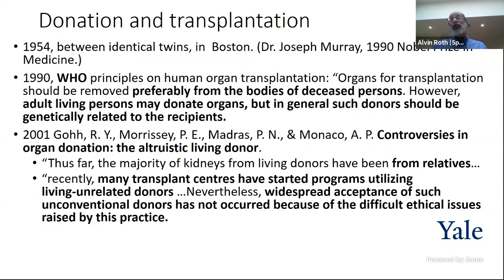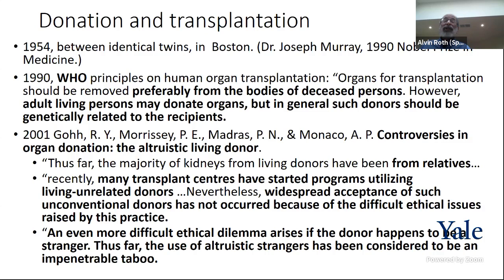Elsewhere, part of my work involves what I call repugnant transactions that some people would like to do and other people don't think they should be allowed to do. And this story of transplantation is full of repugnant transactions. It says an even more difficult ethical dilemma arises if the donor happens to be a stranger. Thus far, the use of altruistic strangers has been considered to be an impenetrable taboo. Now, one reason I mentioned this 2001 article is that today you're going to see we get great benefit from altruistic strangers, from non-directed donors. People who want to give a kidney to someone and don't care who it is are today, through kidney exchange, able to start long chains of donation that result in lots of transplants. But we were hardly doing kidney exchange in 2001, and we certainly weren't using non-directed donors.